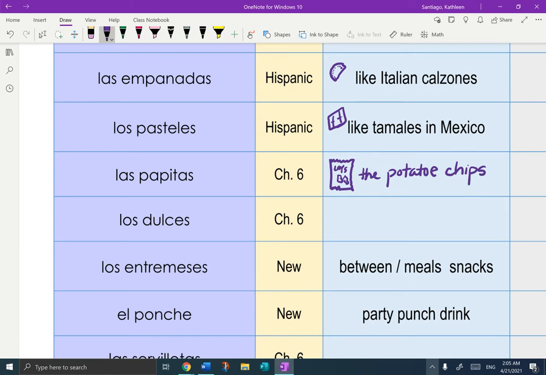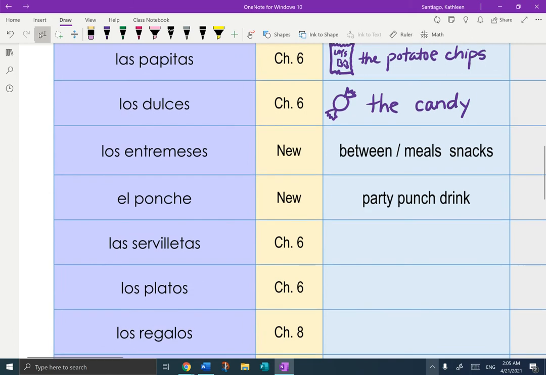Los dulces, that's from chapter 6. They might look like this if they're wrapped. Okay, the candy. The candy. Los entremeses. So that is a new word. We remember the preposition of location entre means in between, and meses comes from mesa, like table, in between meals. Okay, so if it's between meals, we're talking about snacks. Entre meses.